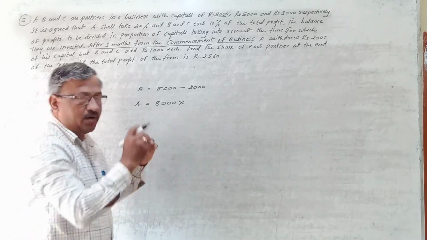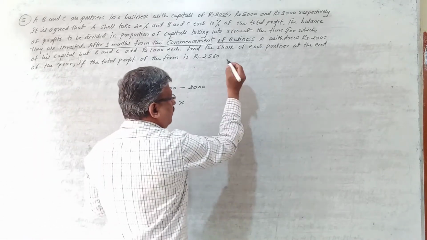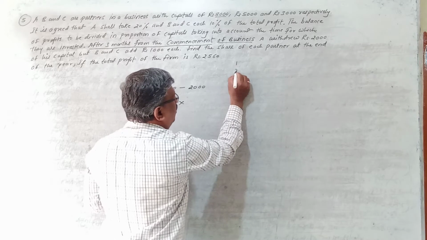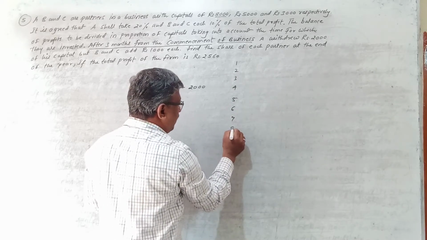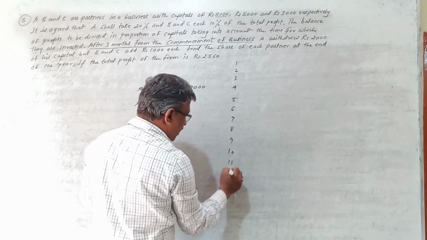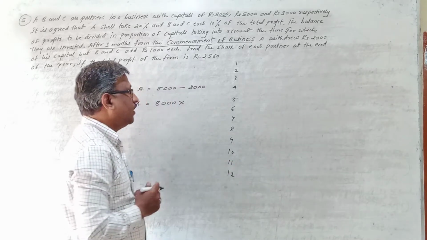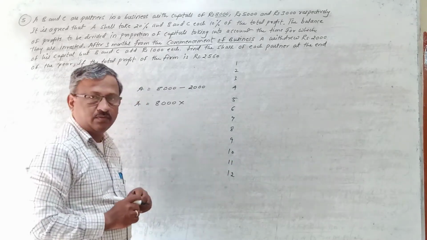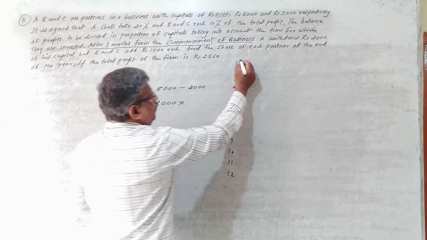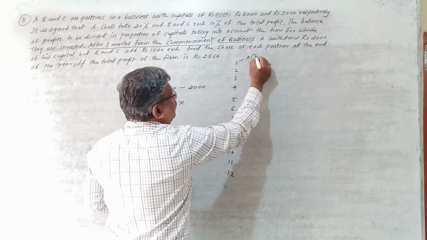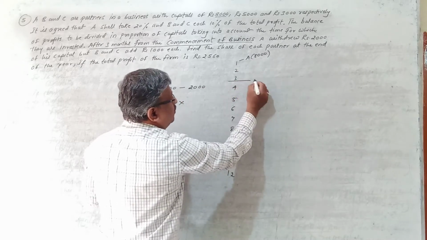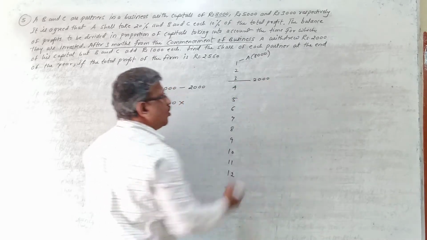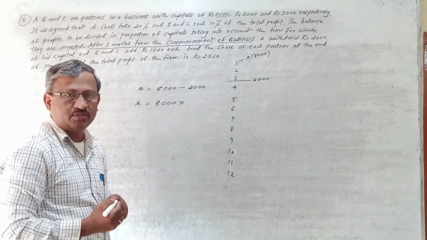Just to understand, I will write here. It is 1, 2, 3, 4, 5, 6, 7, 8, 9, 10, 11, and it is 12. Clear? These are the 12 months. Clear? So here A has invested how much? It is 8,000, and after the completion of 3 months, here he has withdrawn how many rupees? 2,000 rupees from the business.